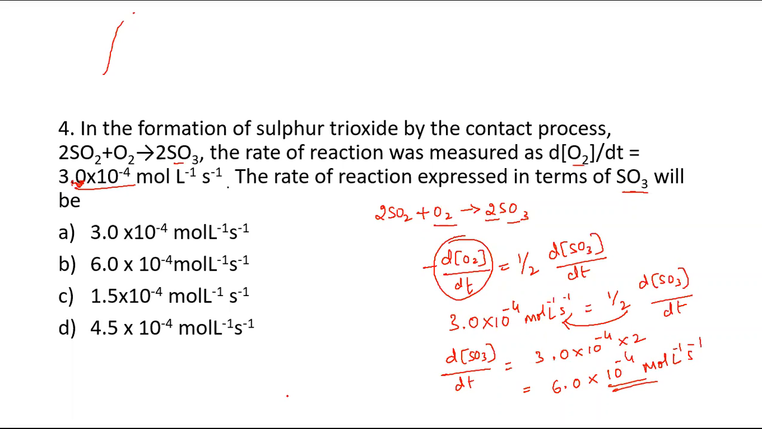So which option is this answer? Option A is 3, B is 6, C is 1.5, D is 4.5. Therefore, our answer is 6.